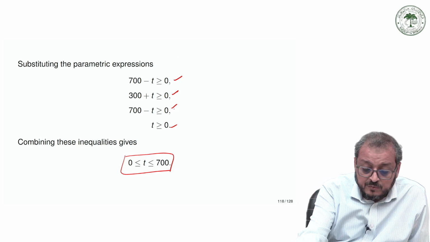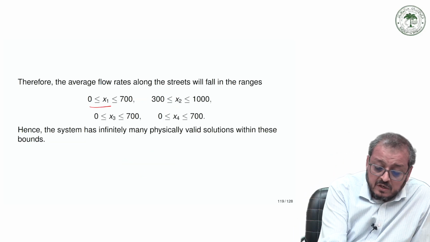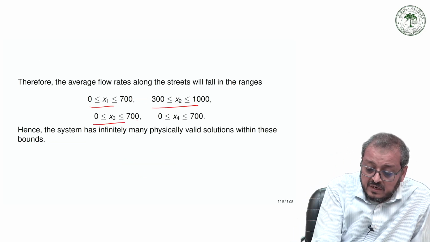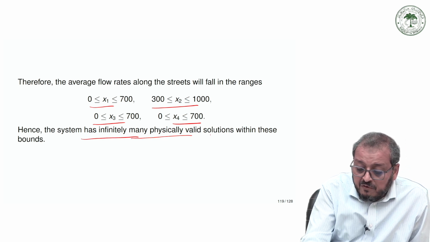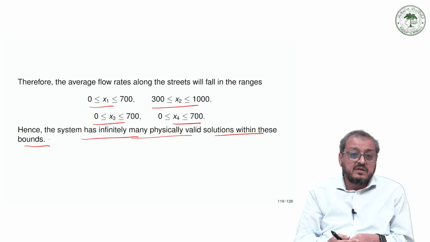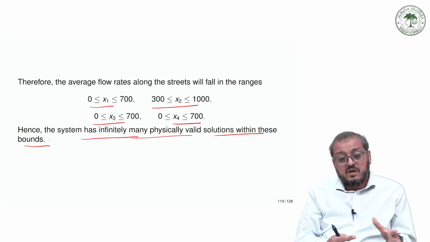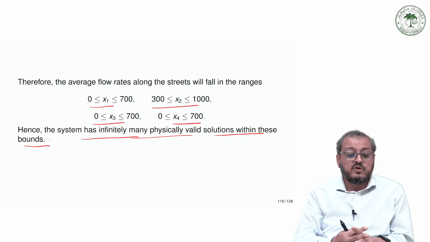The parameter expression is formed like this. So x1 is like this, x2 like this, and x3 and so on. And the system has infinitely many physically valid solutions. These bounds are there. So this way we complete the solution of this traffic flow by using the system of equations.